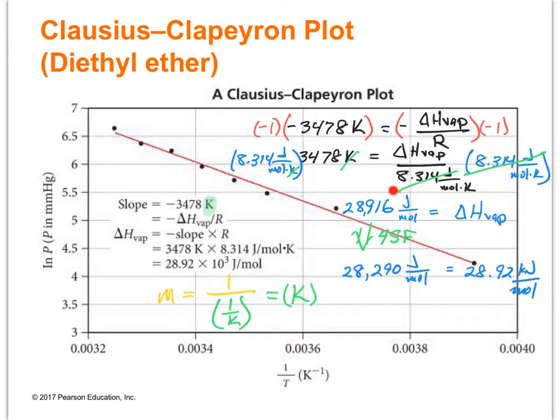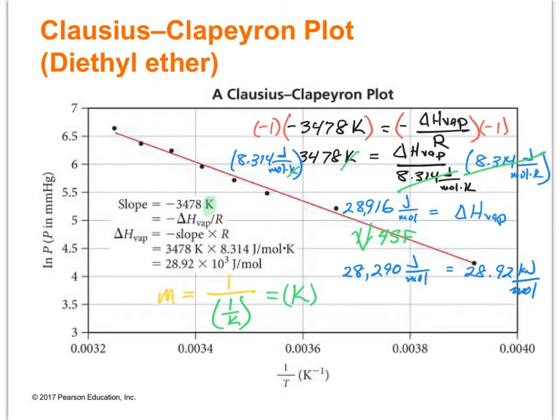8.314 joules per mole K divided by 8.314 joules per mole K becomes 1. But now we've got 8.314 joules per mole K times the 3,478 K. The Kelvin units cancel, and you get 28,916 joules per mole. Right? If you do the complete math, that's going to be equal to the heat of vaporization.